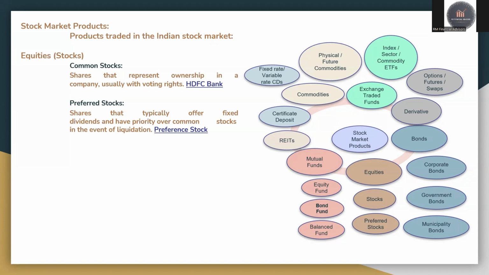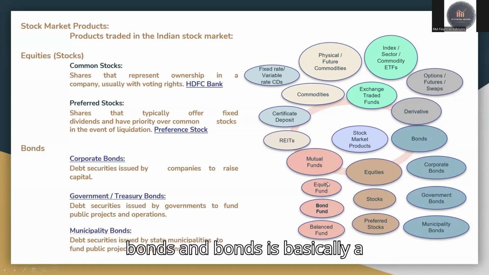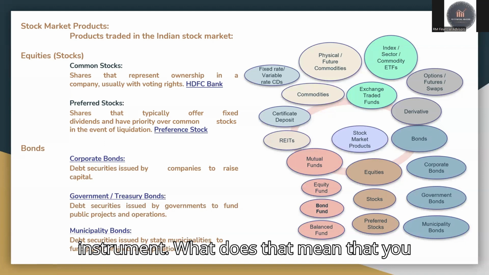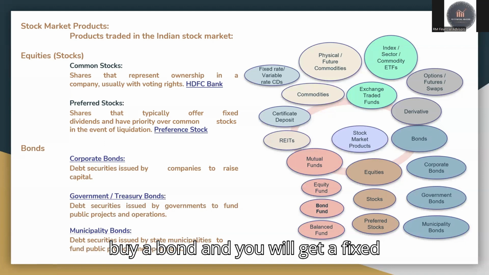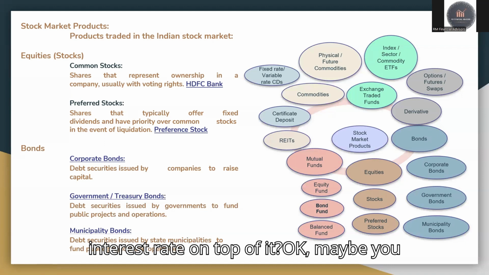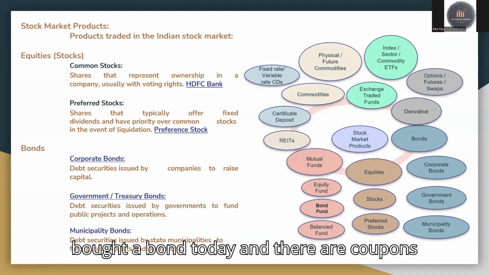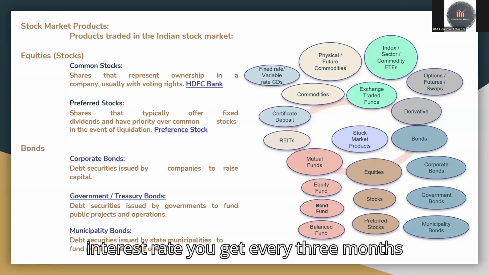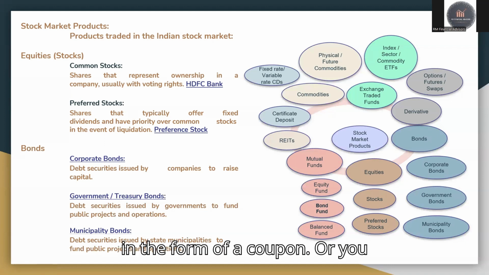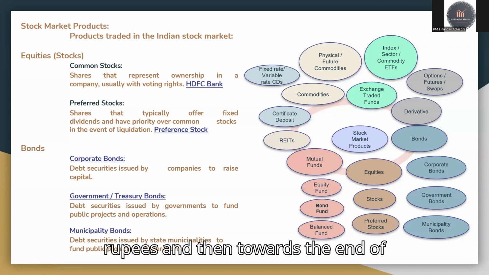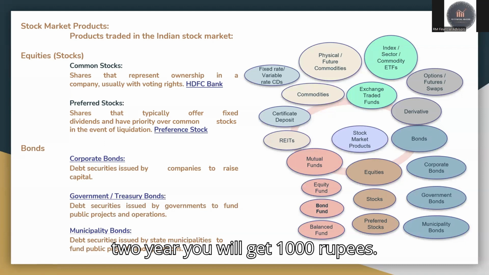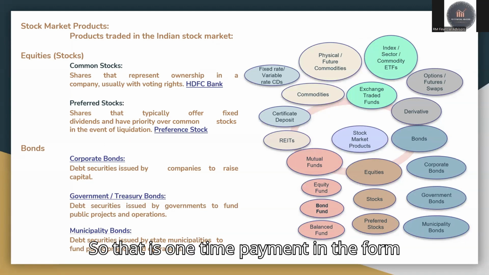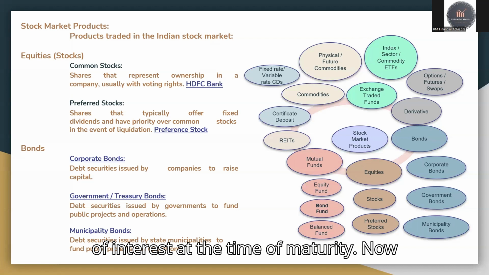Then come your bonds. A bond is basically a fixed debt or fixed financial instrument. What does that mean? You buy a bond and you get a fixed interest rate on top of it. Maybe you bought a bond today and you get coupons every 3 months. That is an interest rate you get every 3 months in the form of a coupon. Or you buy a bond now at 980 rupees and towards the end of 2 years you get 1,000 rupees. That is one-time payment in the form of interest at the time of maturity.